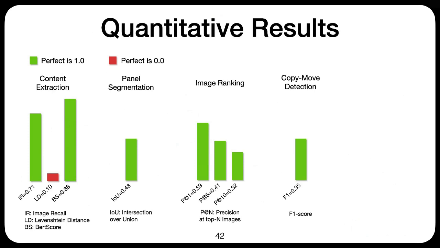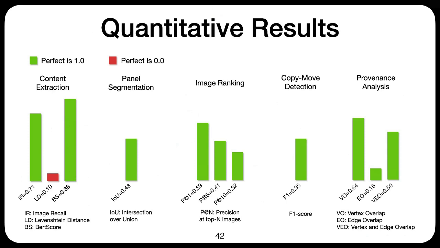And for copy-move detection, following the literature from forensics, we use the F1 score, which is the harmonic mean between precision and recall of the classification of the pixels of the masks that we generate when we classify them as either pristine or duplicated. You can see here we are far from 1, but still it produces useful results.